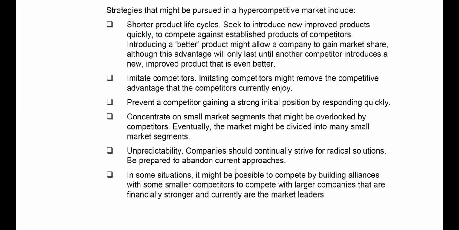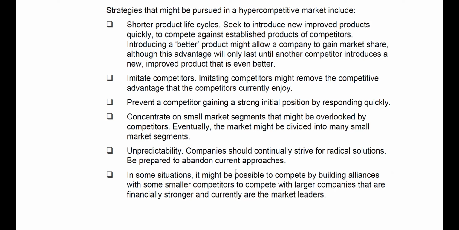One, where products have shorter product life cycles, you should seek to introduce what? New improved products quickly to compete against established products or competitors. Okay, so introducing a better product might allow you to gain market share, although this advantage will only last until another competitor introduces a new improved product that is even better than yours. So they are always on the lookout, looking for who to devour, right? So immediately you bring it, somebody copies right away. So when that happens, you just bring it quickly, get the profit you can get, and then you move on to the next strategy. Makes sense, right?